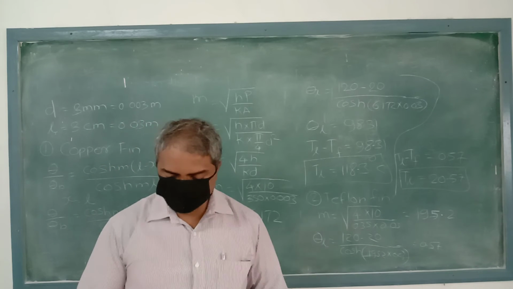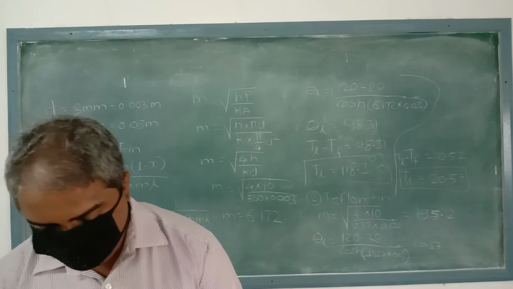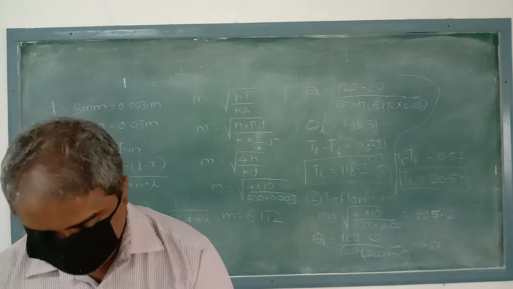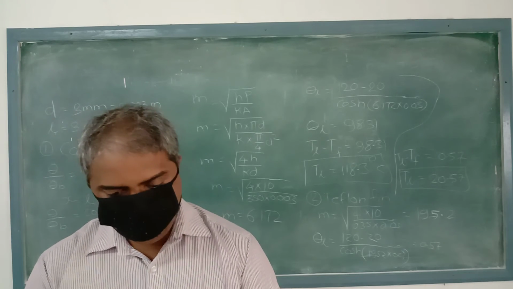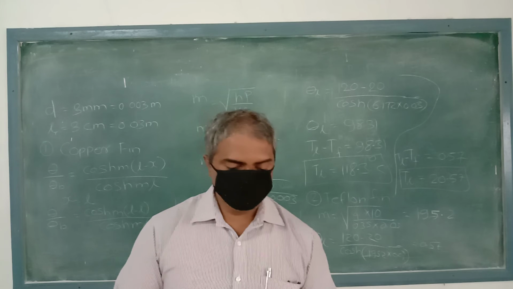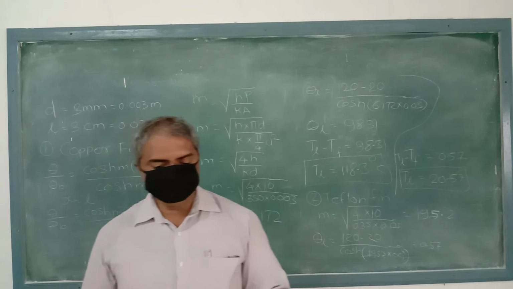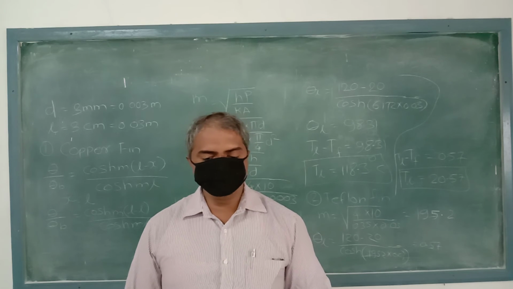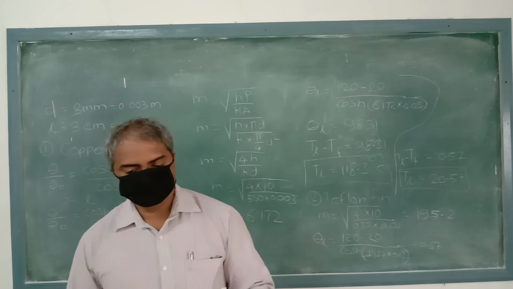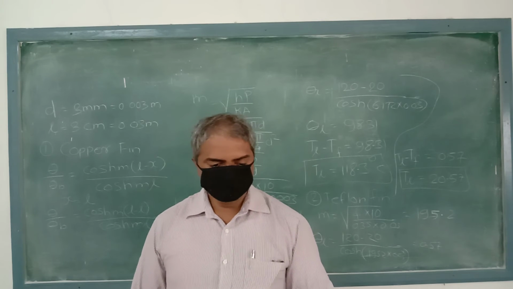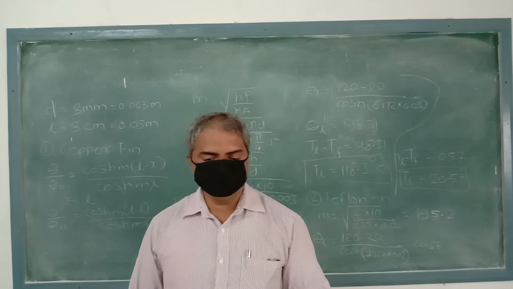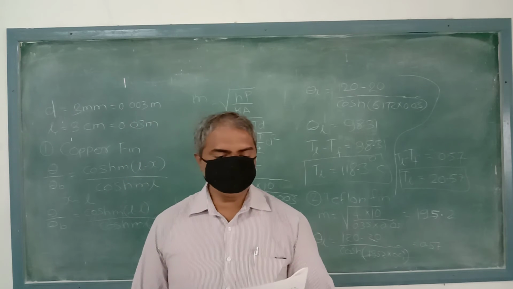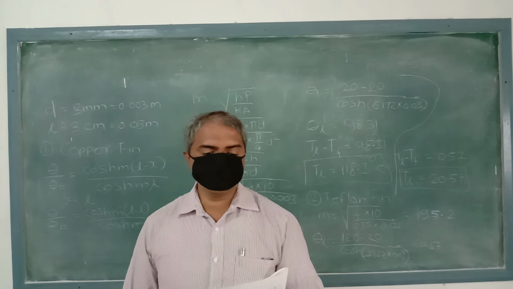So this is the first problem we have discussed. Now we are going to discuss the second problem. Note down: a metallic plate is maintained at 250 degrees Celsius. A 2.5 centimeter diameter aluminium rod protrudes 10 centimeter from this plate.